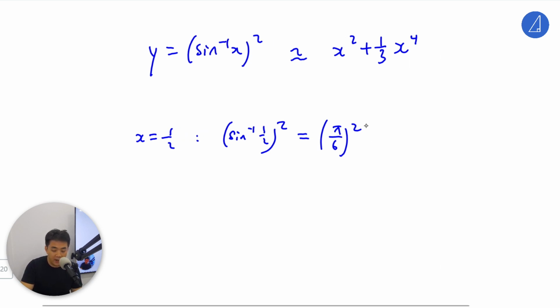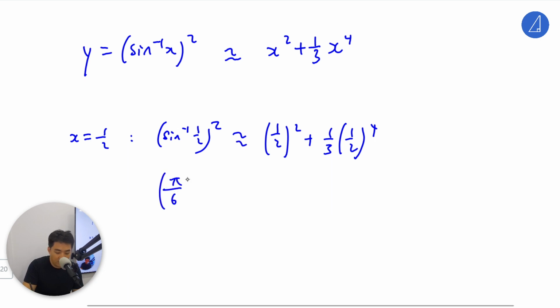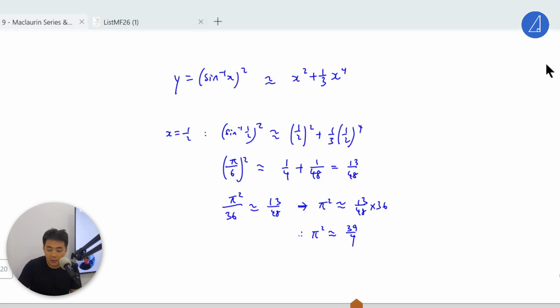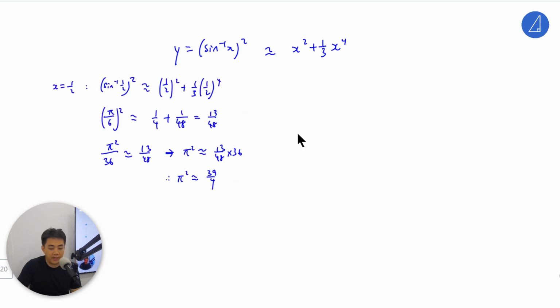So essentially, what I'm saying is in this case here, you will get half square plus 1/3 half to the power 4. Then this is roughly equal to, so this will be pi over 6 square. In calculator, I'm not sure what you get. So this is how you find the approximation. So when x equals to half, you can find pi square here. I just want to explain the background, backdrop of it.